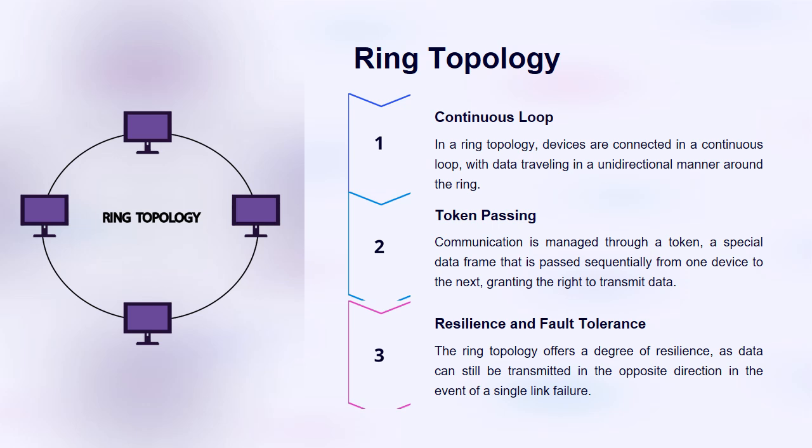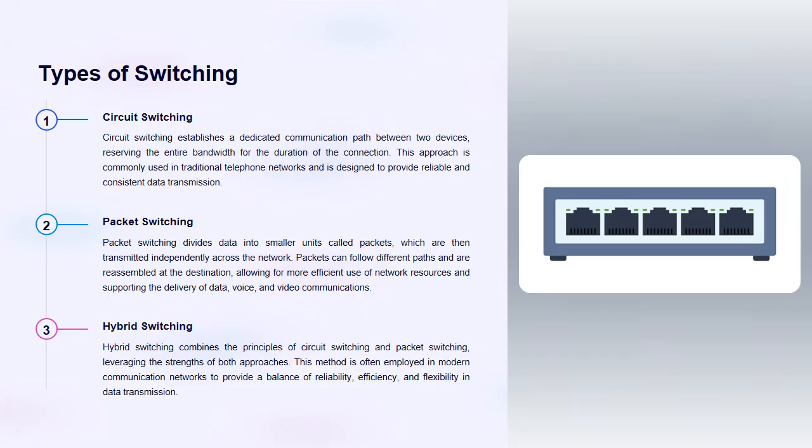The third one is resilience and fault tolerance. The ring topology offers a degree of resilience as data can still be transmitted in the opposite direction in the event of a single link failure. I hope this ring topology is clear.